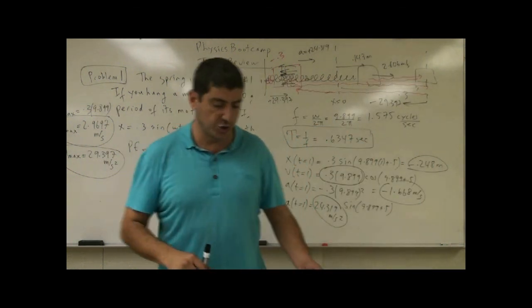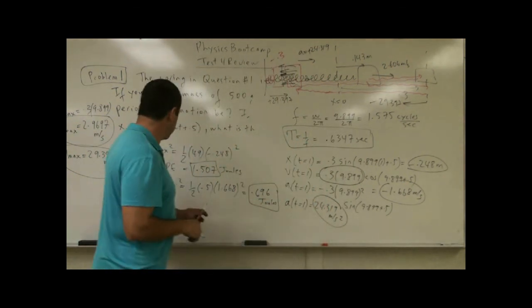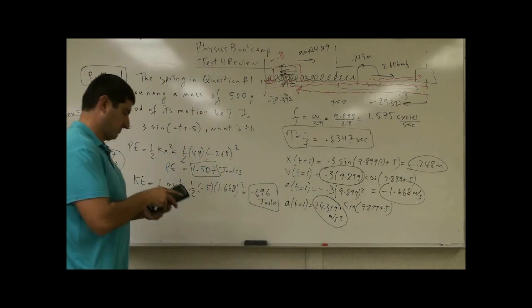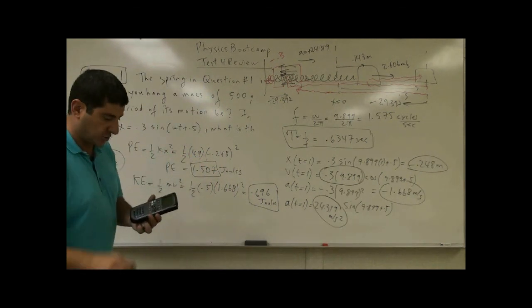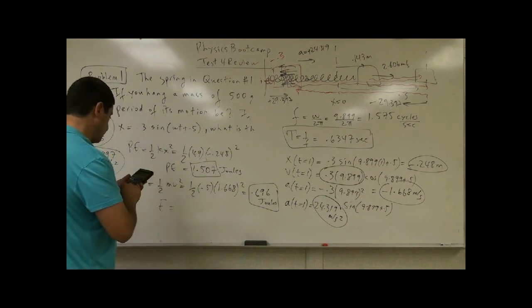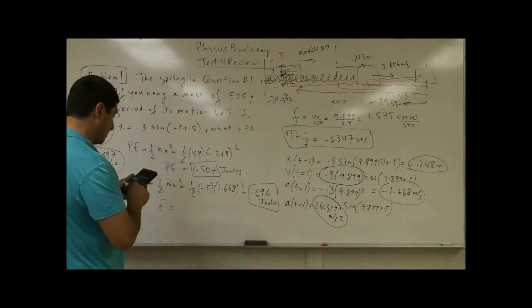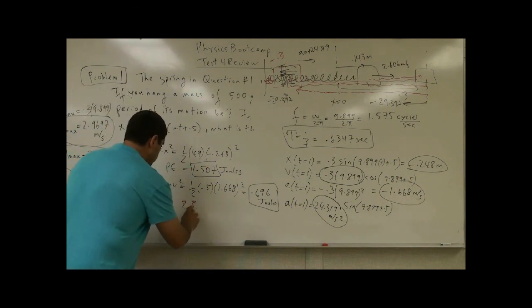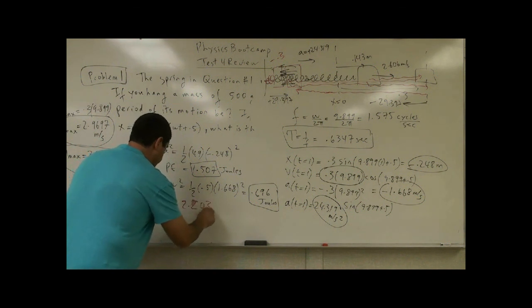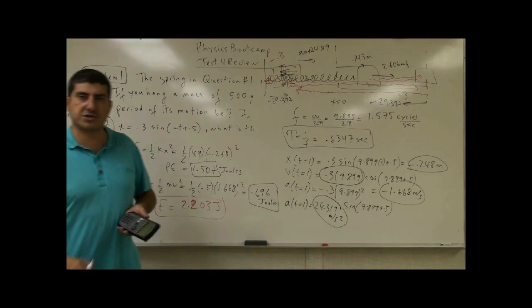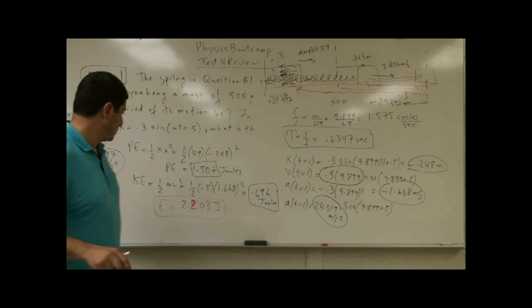Now another thing we could do is to add this potential energy and that kinetic energy, and see if this makes sense. The total energy, 1.507 plus 0.696, 2.203, right? Joules. 2.203 joules. Does that make sense?